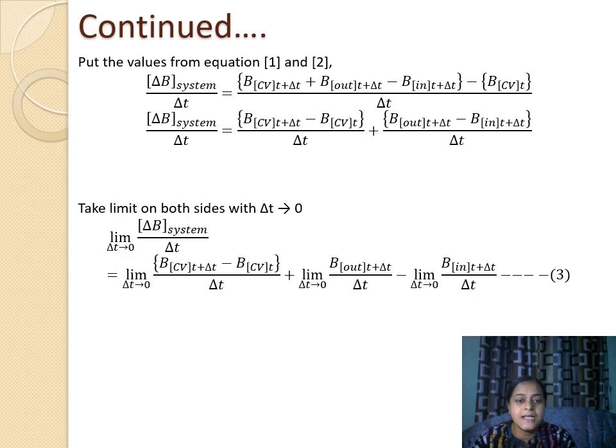After that, taking the limit on both sides as delta t tends to 0: limit of delta B system divided by delta t equals limit as delta t tends to 0 of B control volume at t plus delta t minus B control volume at t, divided by delta t, plus limit as delta t tends to 0 of B out at t plus delta t divided by delta t, minus limit as delta t tends to 0 of B in at t plus delta t divided by delta t.